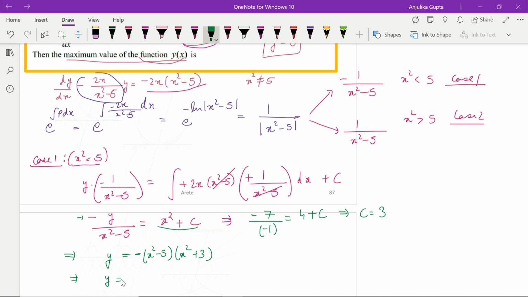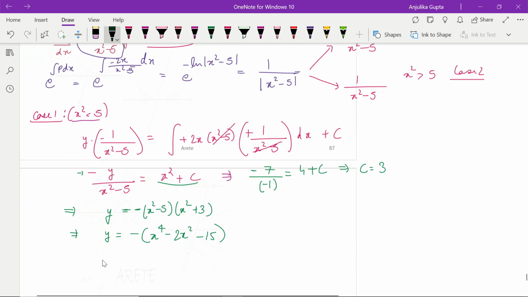If you want, you can just try multiplying and writing. It will be x power 4 and then minus 2 x square and then minus 15. That's your solution, right? Okay, now looking for the max value, right? In this case, let's get done with that.